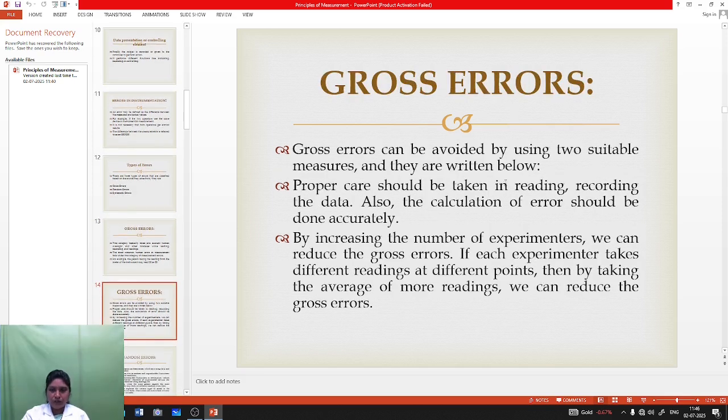In order to reduce this gross error, we have to follow two ways. He or she should take the reading repeatedly, and take the mean value as the result. If we take the reading repeatedly, we can reduce this gross error.